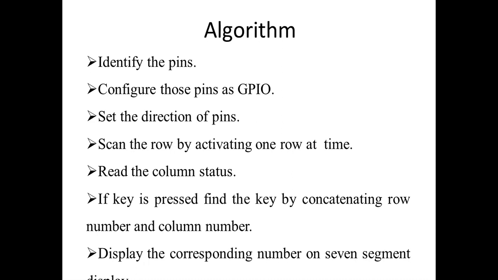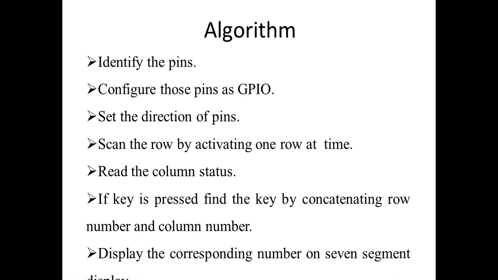Now let us look into the algorithm of the program flow. You have to identify the pins with the help of the schematic given, and it's already identified, and configure those pins as general purpose input output pins. Set the direction of the pins. It's very essential that all the column lines should be set as outputs, whereas all the row lines should be set as inputs. And you have to scan row by activating one row at a time.